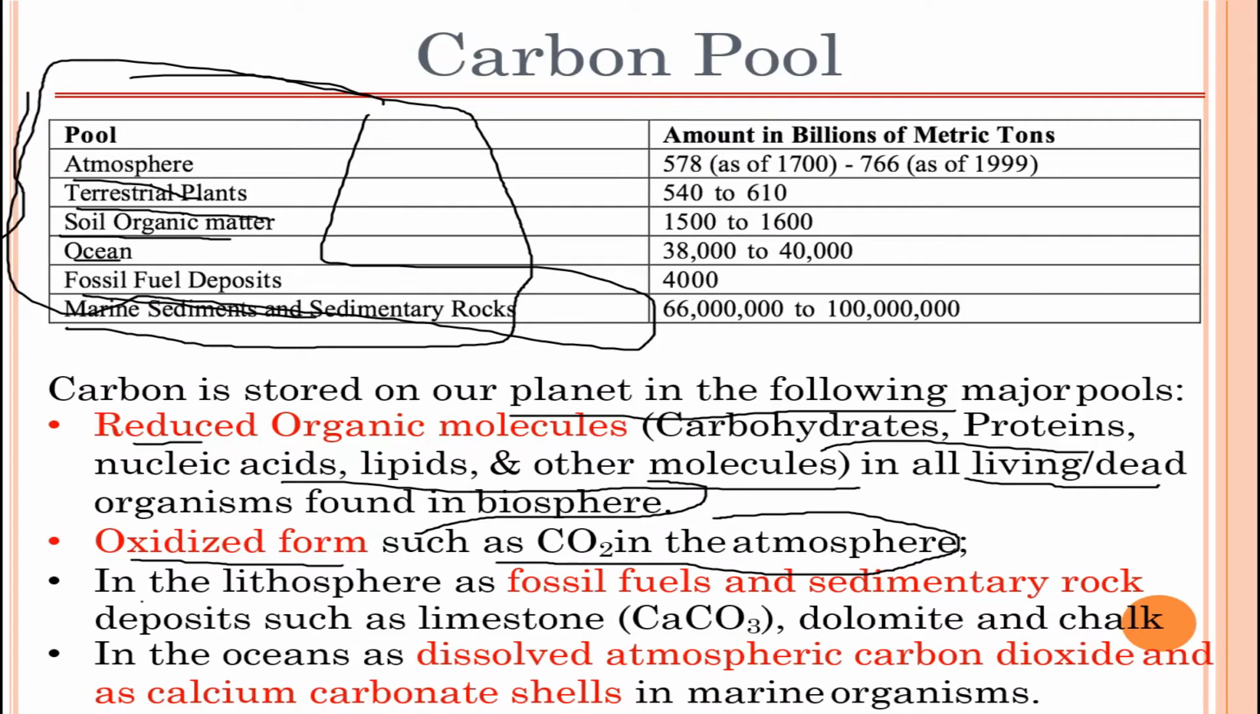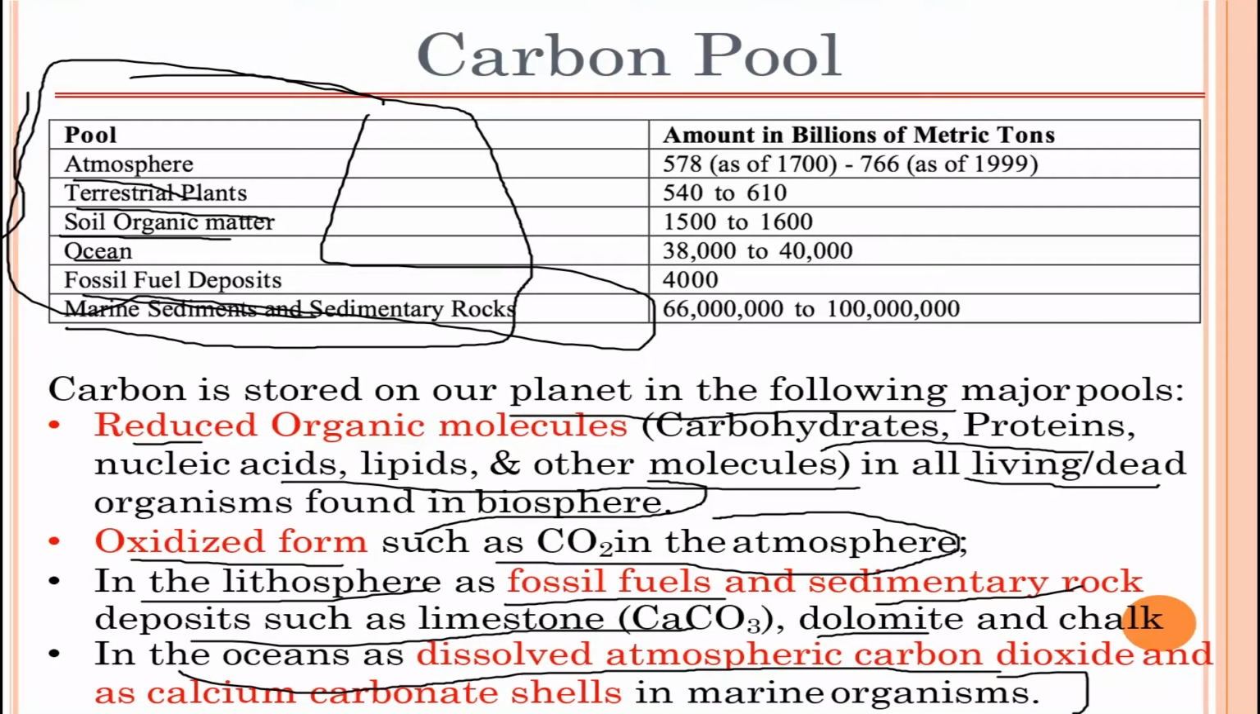The third point is the lithosphere, such as fossil fuels and sedimentary rock deposits such as limestone, dolomite and chalk. Also, the oceans hold dissolved atmospheric carbon dioxide and calcium carbonate shells in marine organisms. The biggest source of carbon is the oceans and the sedimentary rocks. Alright, so the ocean is the biggest source of carbon, and it is present as calcium carbonate shells and many other forms.